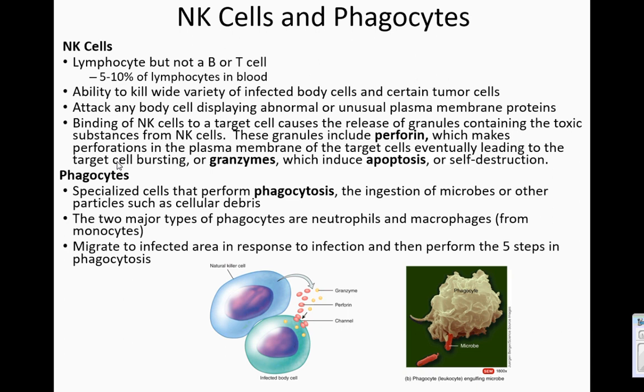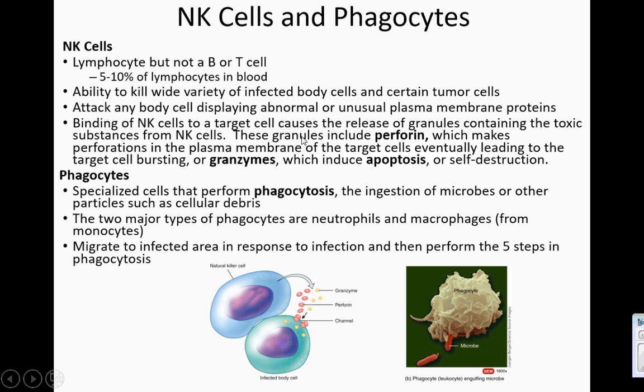Well, if a hole gets poked into a cell, the same thing eventually happens, the cell bursts. Granzymes induce apoptosis. Apoptosis is a fancy word to describe cell destruction. And those are also released by those natural killer cells. So here we can see a natural killer cell taking care of this. I know it's kind of cut off because it looks like the screen got moved a little bit, but it's attacking an infected body cell.